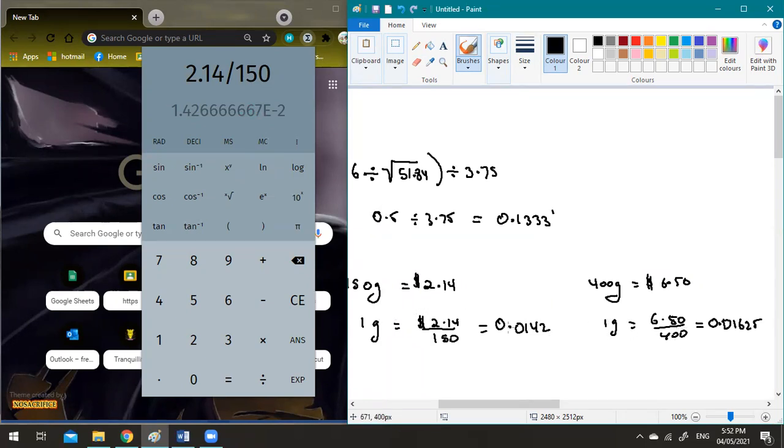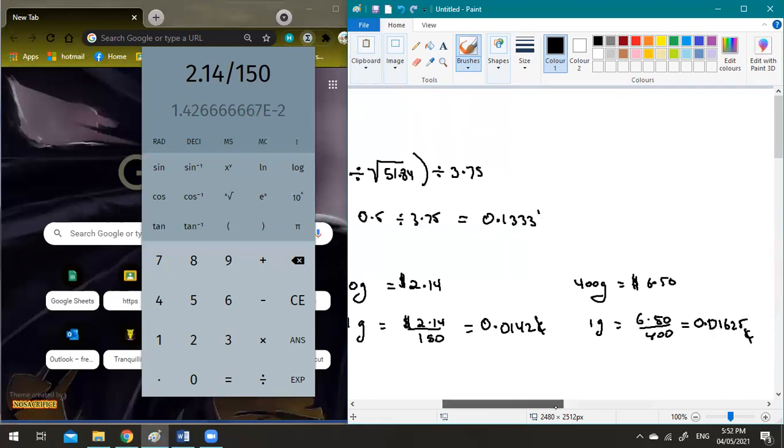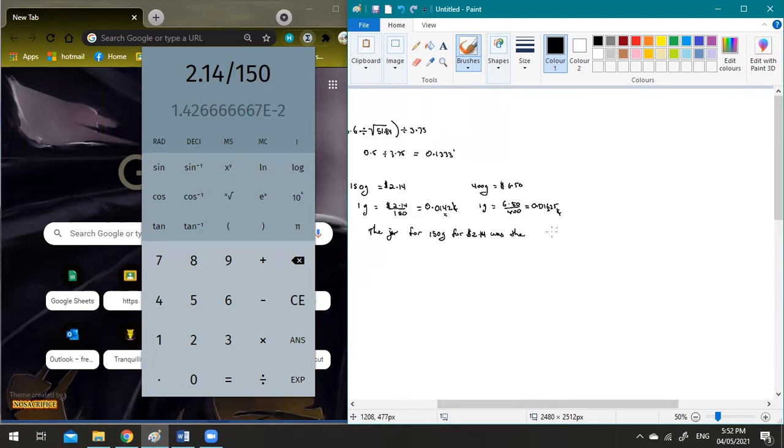So which one is the better buy? The one that you'll pay less money for. So this was in cents. So this one here, the one for 150 grams, you pay less money for. And the place value of the 4, the place value of the 6, right? 6 is bigger than 4. So the jar for 150 grams for $2.14 was the better buy.